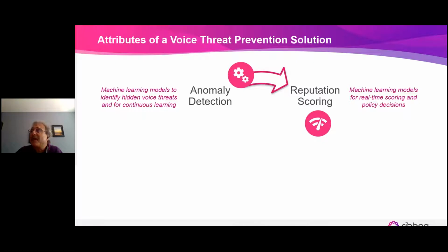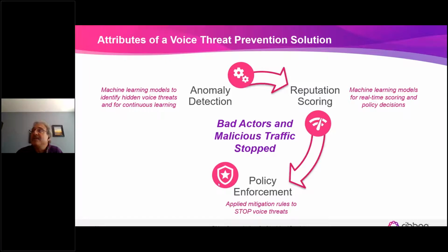Those policy decisions that get made based on reputation scoring are then going to feed policy enforcement, which is obviously the critical piece. You need a way to actually apply some mitigation rules and stop the bad traffic. I mean, that's the goal. Identify the bad actors, identify the malicious traffic, and stop it. Policy decisions may decide, hey, this is good traffic, I should let normal call setup happen. It may decide there's other ways I want to handle this.